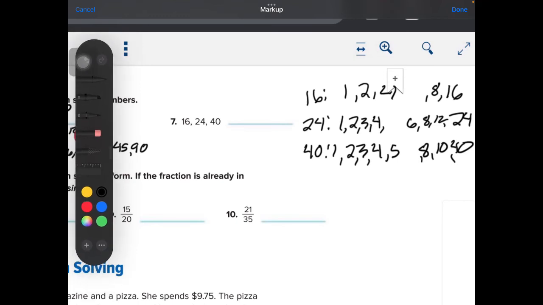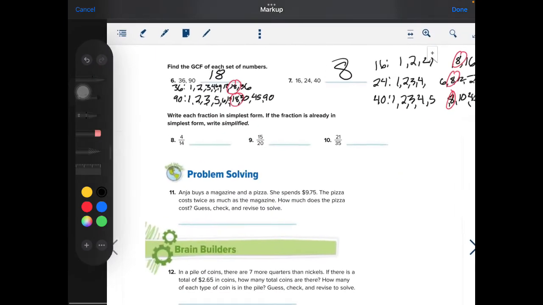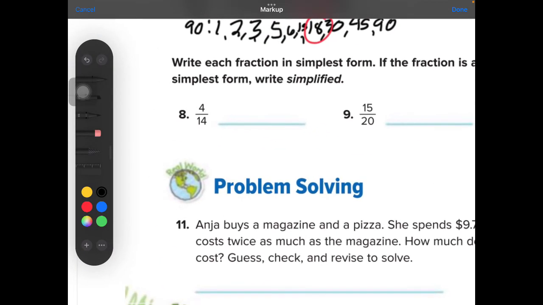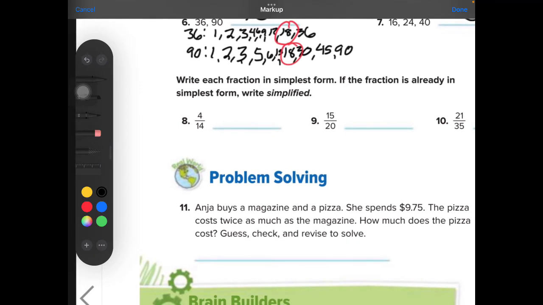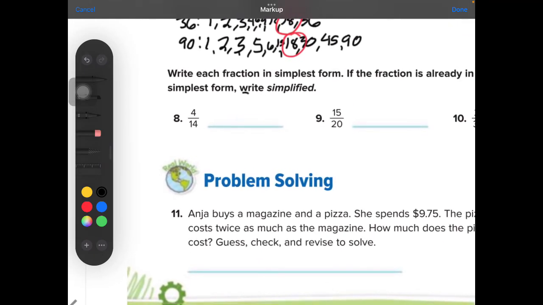So the greatest common factor that we have among all of those is going to be, I don't want that color, it's going to be 8. Fabulous. Okay, next. Write each fraction in simplest form, and the fraction is already in simplified form, right? Simplified. Some of you guys forget to do that. So simplified is what you would write if they're simplified.